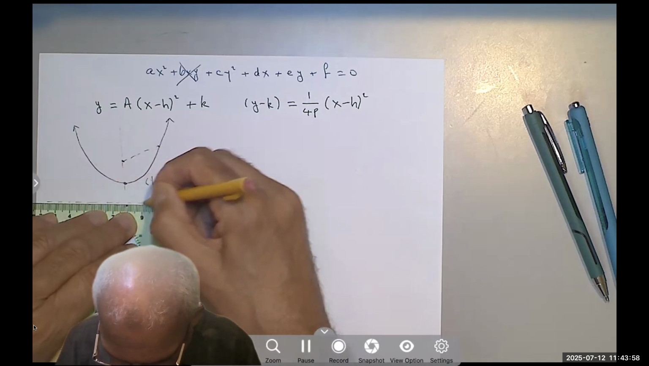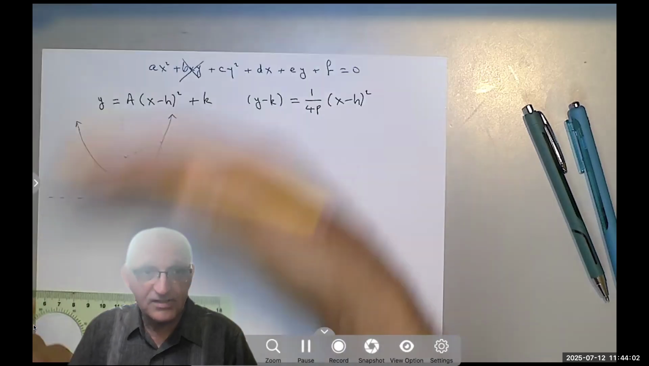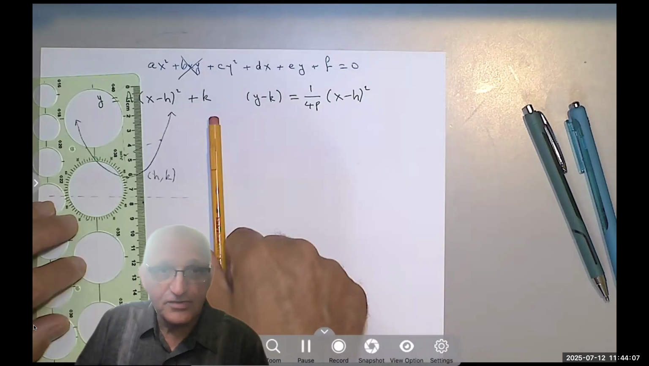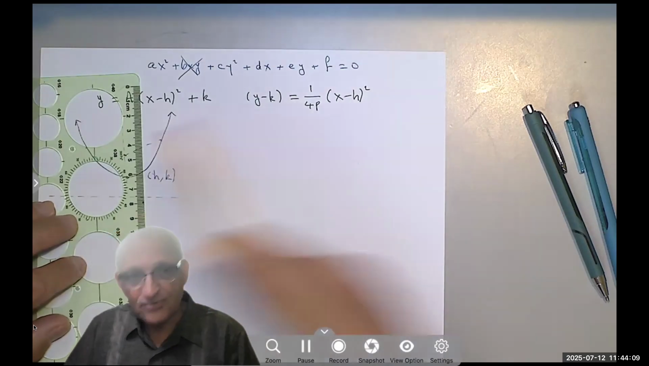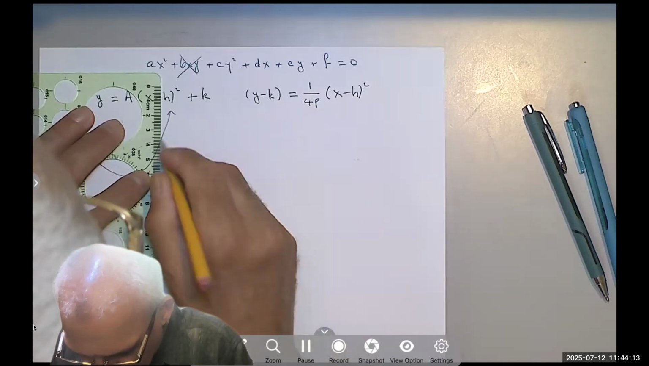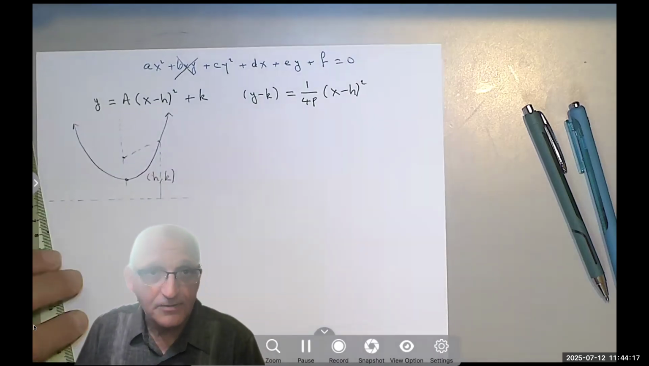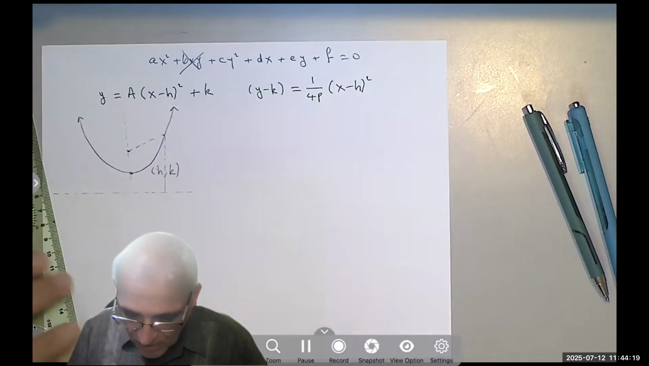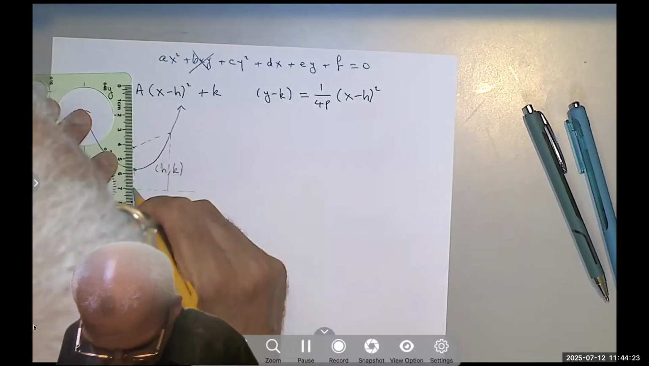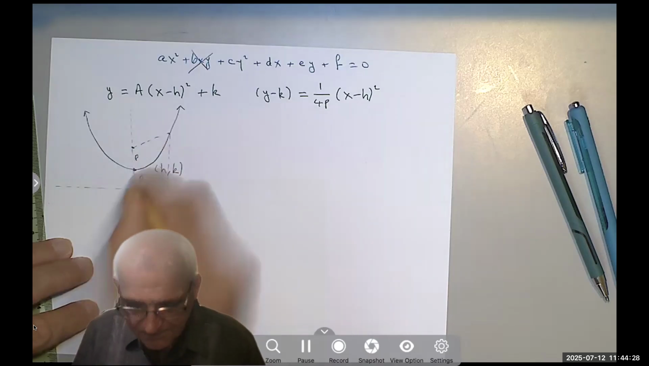So if the focus is above, like in this case, the directrix would be below. If the focus is below, meaning if the parabola is opening down, then the directrix would be above. If it's opening to the right, the directrix would be to the left. If it's opening to the left, the directrix would be to the right. So it's not drawn to scale, of course, but if that was a true parabola, these two distances would be equal. Now, by the same token, that distance is the same as that. So that's the P, and that's the P.